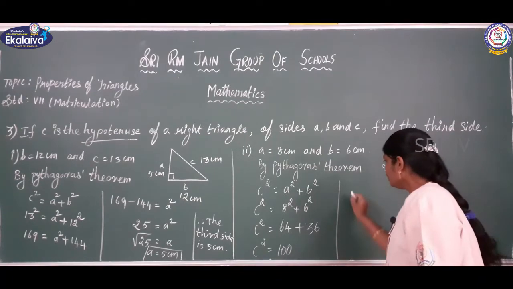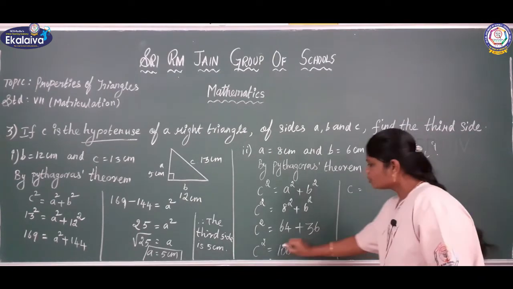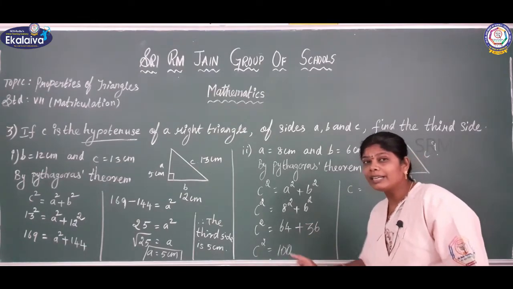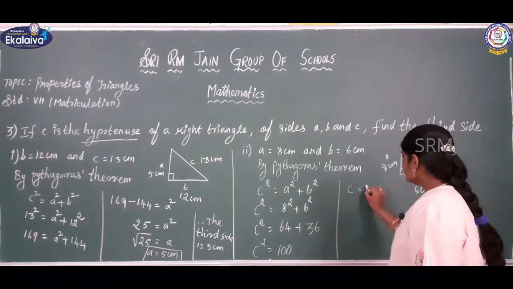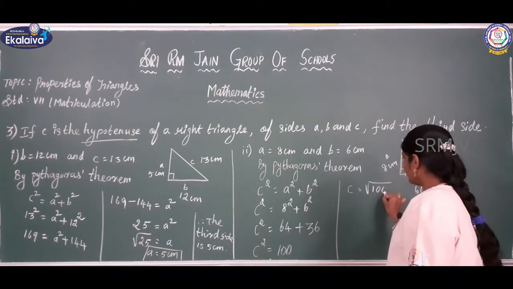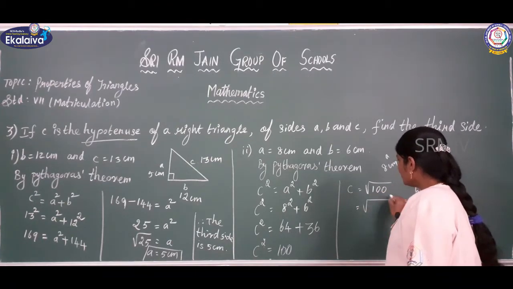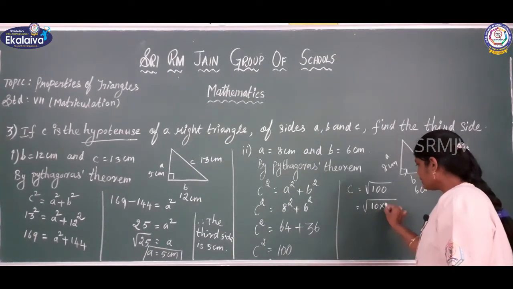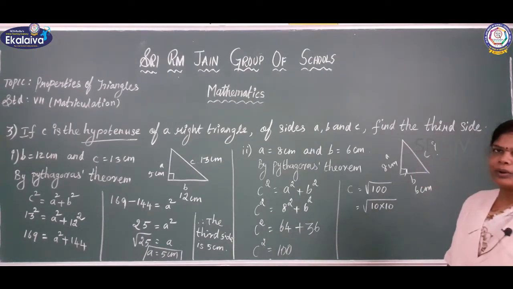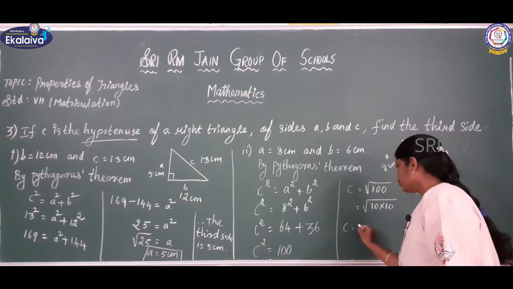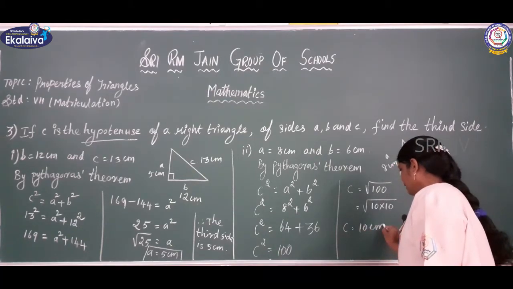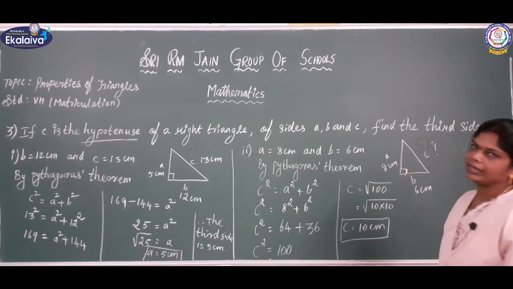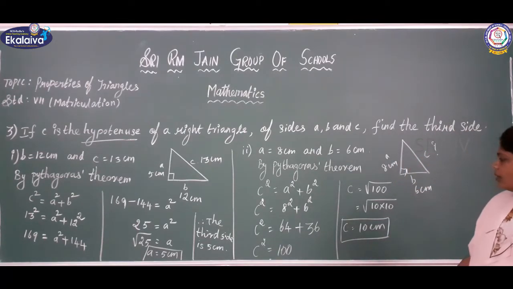Okay. Now we need to find the C value. So the square will change to square root. Square root of 100. Then how can you split this, children? 100, 10 tens are 100. Okay. So C equal to 10 centimeter. What is C, children? The hypotenuse value. Okay. Is it clear?